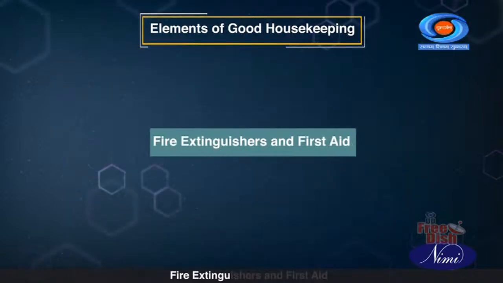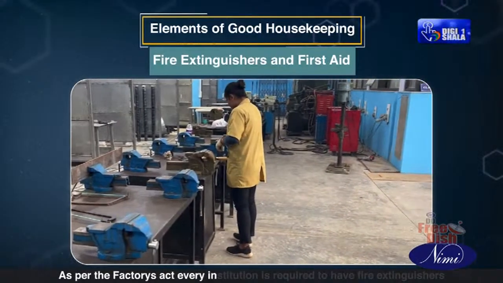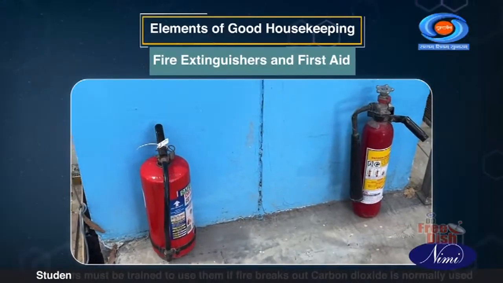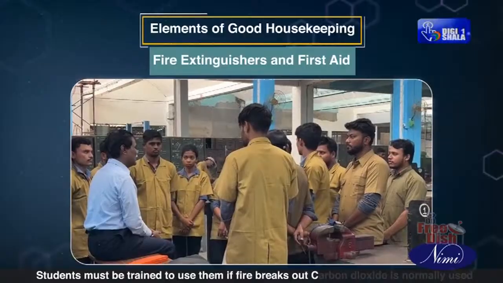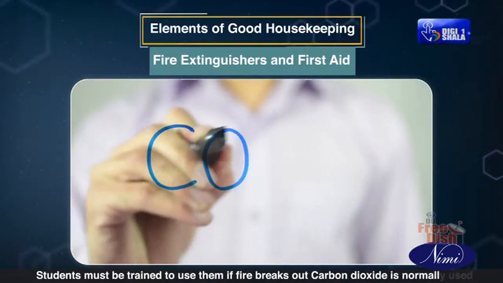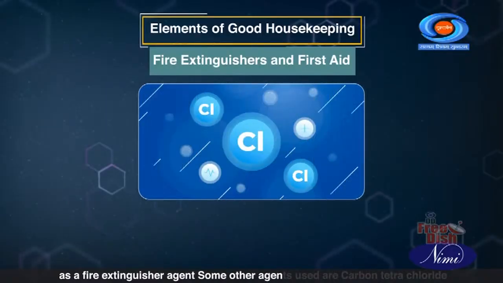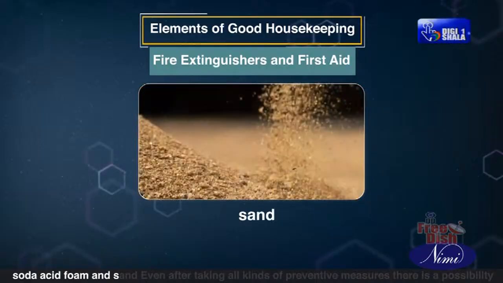Fire extinguishers and first aid. As per the Factories Act, every institution is required to have fire extinguishers. Students must be trained to use them if fire breaks out. Carbon dioxide is normally used as a fire extinguisher agent. Some other agents used are carbon tetrachloride, soda acid foam, and sand.